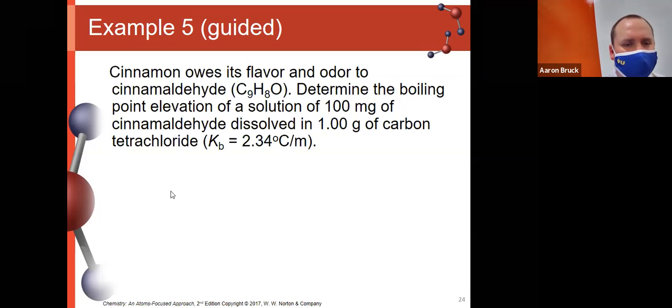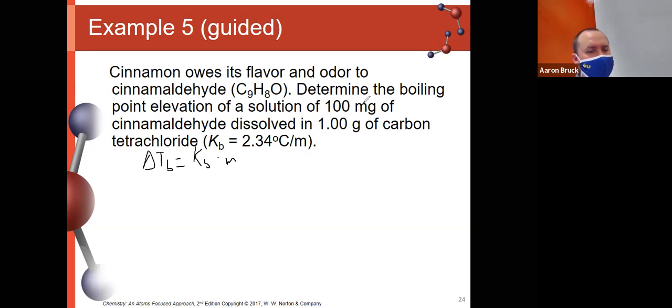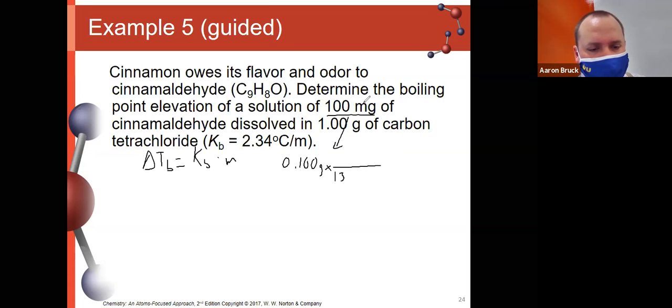So here, delta TB is equal to KB times molality. I've already got the KB value. I need to figure out the molality. 100 milligrams is 0.100 grams. Cinnamaldehyde, got to figure out its molar mass. Carbon is 12.01 times 9. Hydrogen is 1.01 times 8. And oxygen is 16. 132.17 grams in 1 mole.